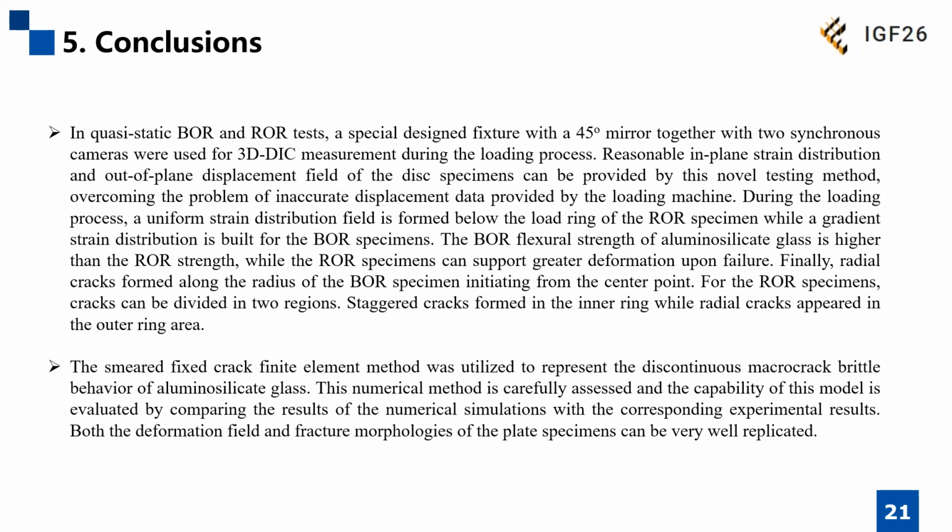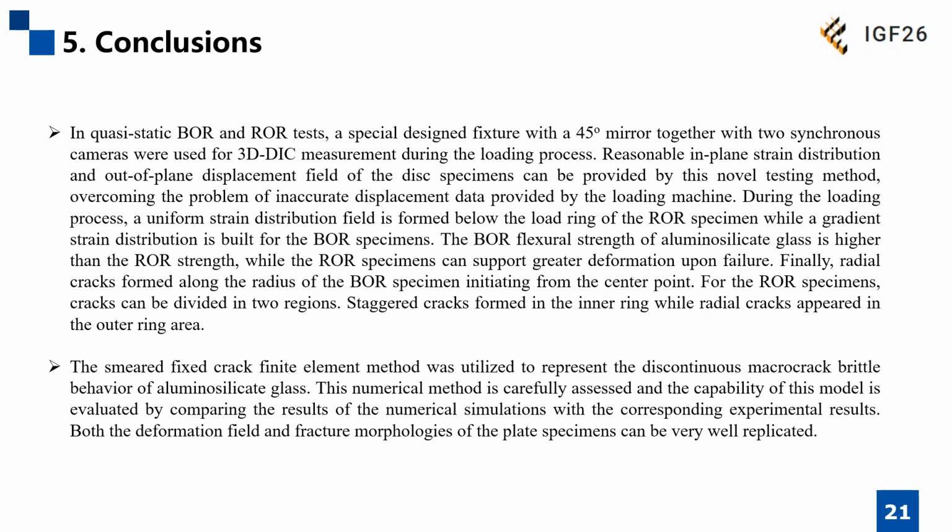During the loading process, a uniform strain distribution field is formed below the load ring of the ring-on-ring specimen, while a gradient strain distribution is built for the ball-on-ring specimens. The ball-on-ring flexural strength of aluminosilicate glass is higher than the ring-on-ring strength, while the ring-on-ring specimens can support greater deformation upon failure. Finally, radial cracks formed along the radius of the ball-on-ring specimen initiating from the center point.